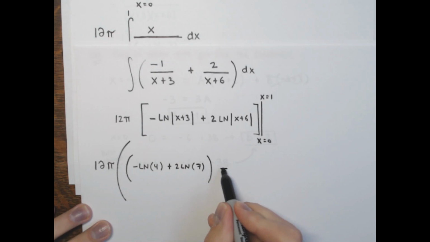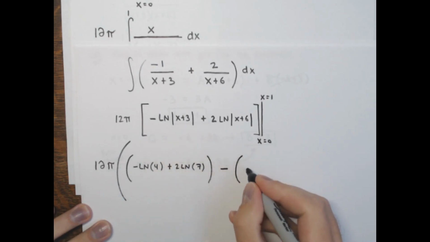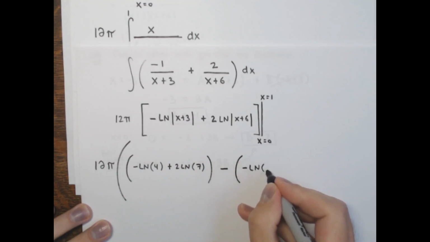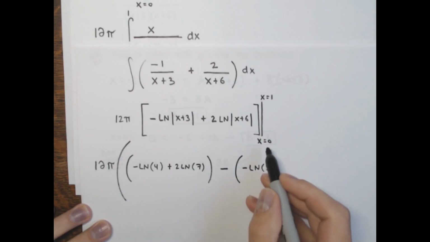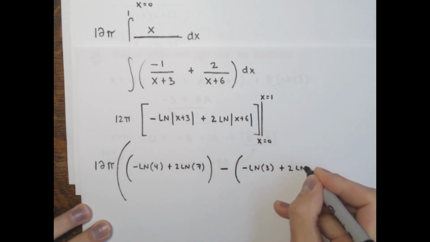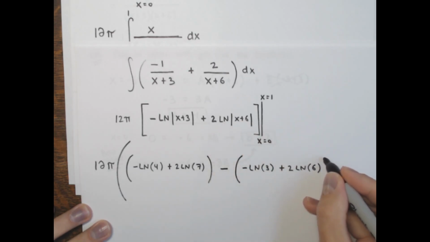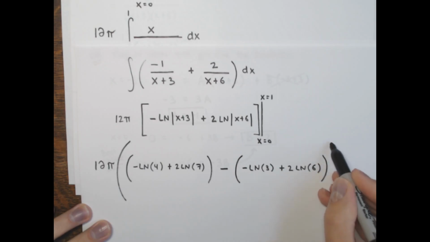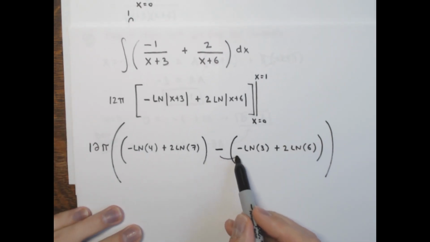And then I'm going to subtract from that the value of the expression when x is 0, which would be negative natural log of just 3, right? No need for absolute values. It's already positive. And then plus 2 times the natural log of 0 plus 6, just 6. There we go. And I'll distribute the negative here.